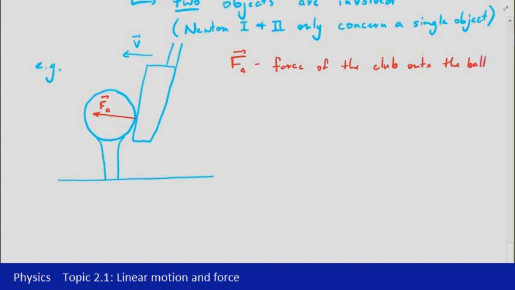So notice we've had to talk about two objects there. The club is exerting a force onto the ball. Now the equal and opposite reaction force is then going to be obviously in the opposite direction. We'll call that one Fr for reaction. The reaction force here is the force of the ball onto the club. So notice they're literally the reverse of each other. Force of the club onto the ball and force of the ball onto the club.